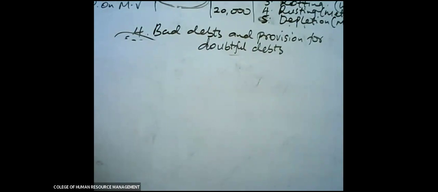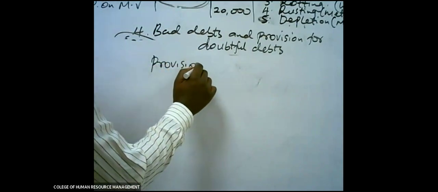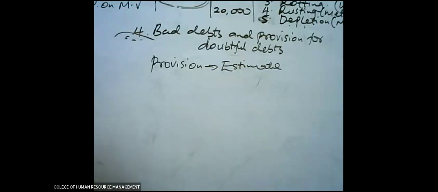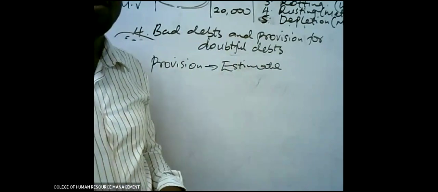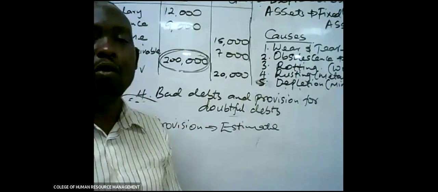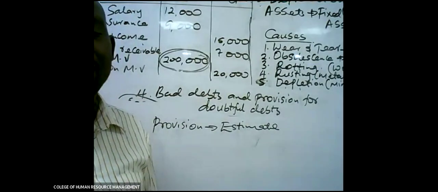Then provision for doubtful debts. A provision is simply an estimate. It is what might not be recovered from your customers. This normally occurs when the business has operated for a considerable number of years. You have a lot of experience. You have run your business for more than 10 years.